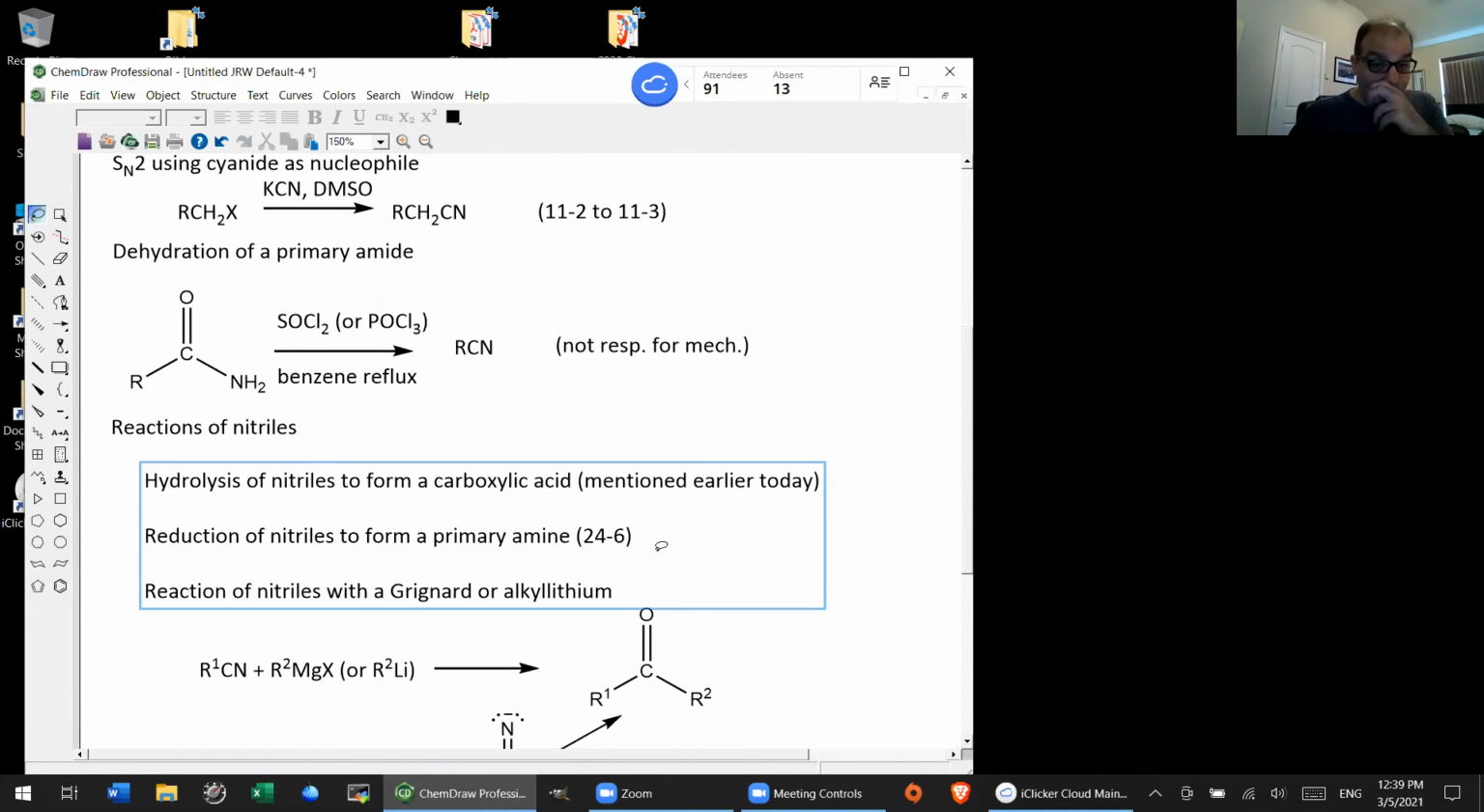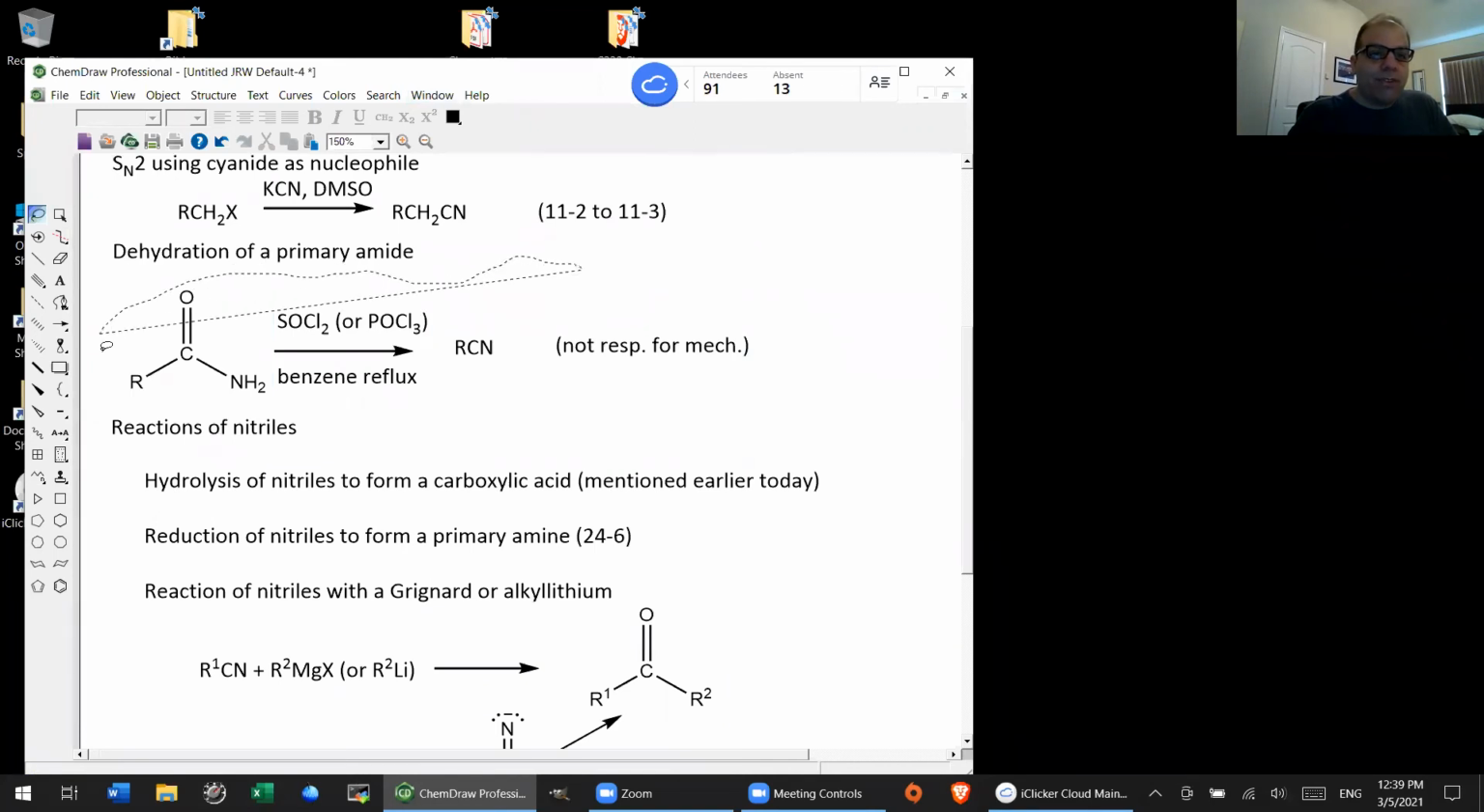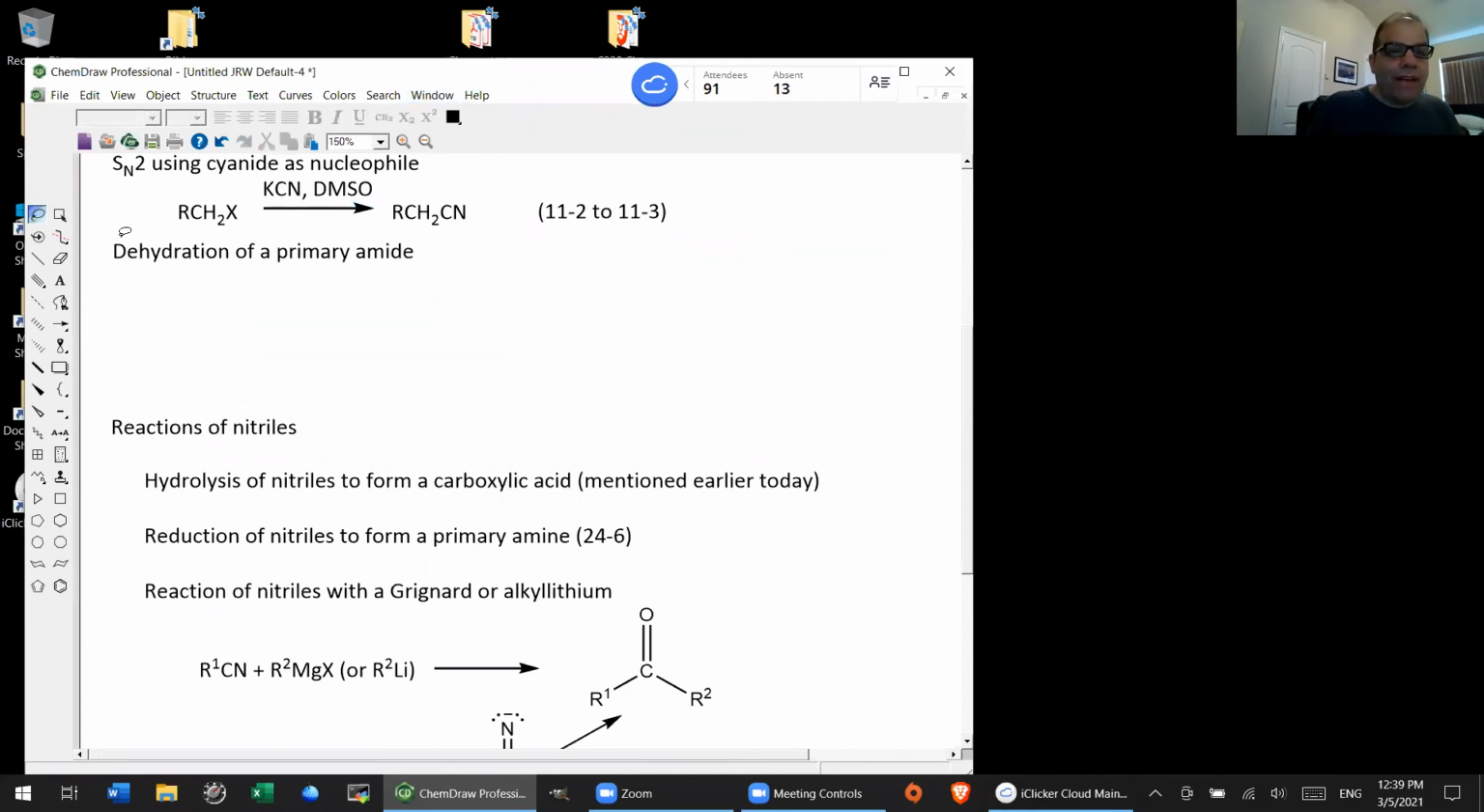Another thing you can do with nitriles, we talked about back in chapter 24. We said that you can reduce a nitrile to form a primary amine. I was running out of time in the previous class, but I've actually got time here to discuss, at least to give an example of that. So we might as well do that. Lithium aluminum hydride is a very good reducing agent. So why don't we take the nitrile that we just made? CH2CN, phenylacetonitrile.